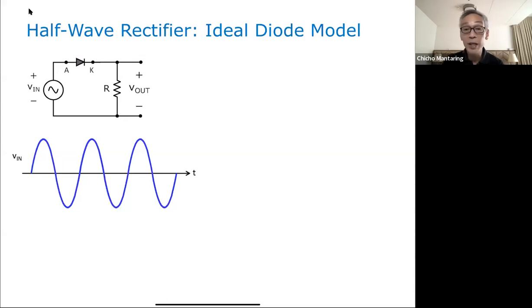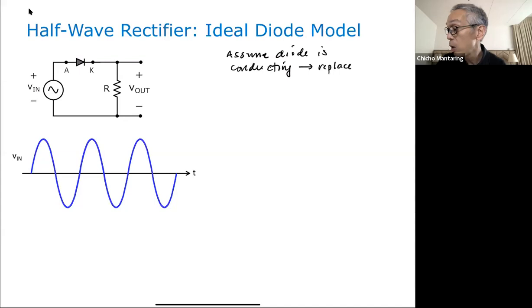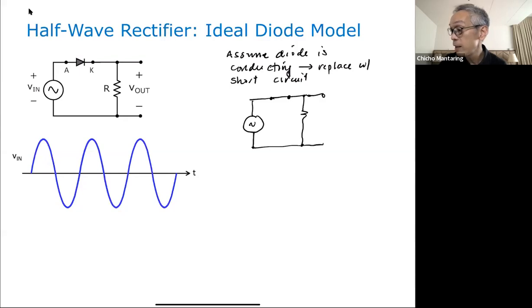So what we do is we replace the diode with its equivalent circuit when it is conducting. Since this is an ideal diode, since we assume it's going to be an ideal diode, we replace the diode with, in this case, a short circuit. Okay, so again, we assume the diode is conducting. So we replace it with a short circuit. Okay. So ang magiging equivalent circuit natin ganito. So ito ngayon yung diode, the short circuit. And then this is going to be my V out. So this is V in.